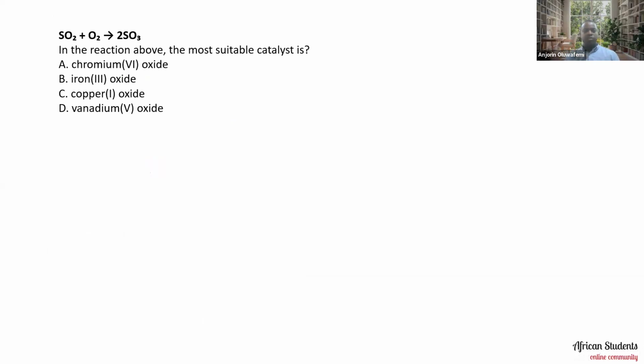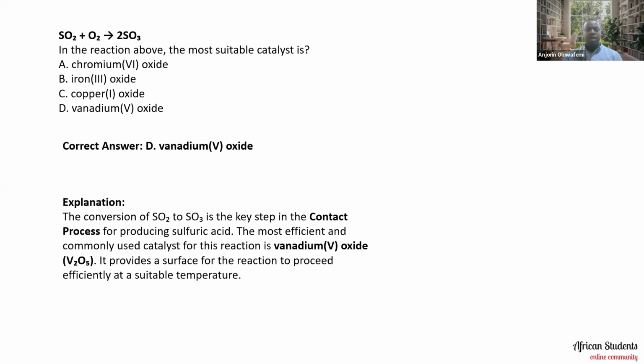Okay. The next one says SO2 plus O2 to give us 2SO3. In the reaction above, the most suitable catalyst is it chromium(VI) oxide, iron(III) oxide, copper(I) oxide, or vanadium(V) oxide? So the right answer to this one is actually option D, vanadium(V) oxide. The conversion of SO2 to SO3 is the key step in the contact process for producing sulfuric acid. The most efficient and commonly used catalyst for this reaction is vanadium(V) oxide, and it provides a surface for the reaction to proceed efficiently at a suitable temperature.